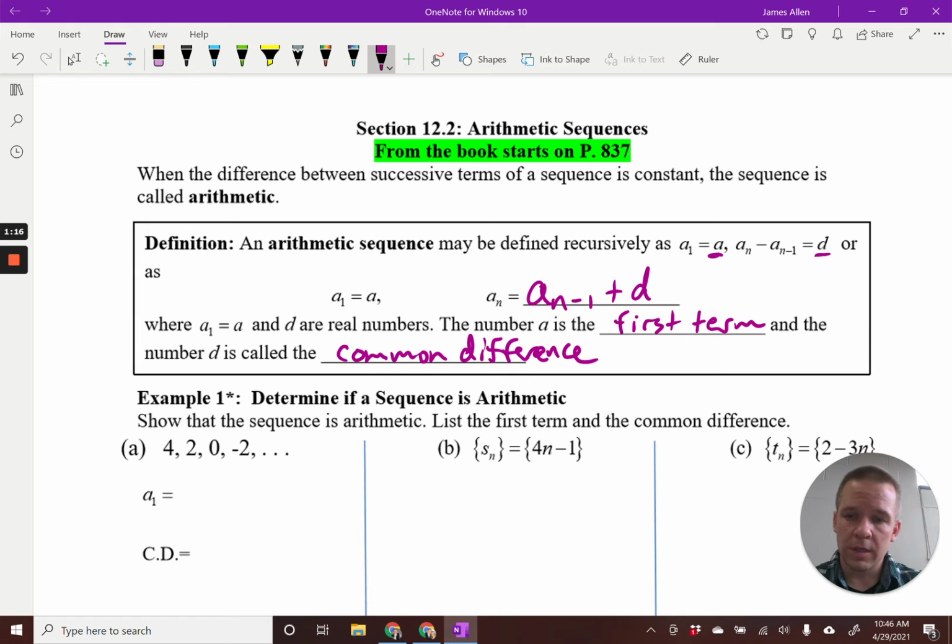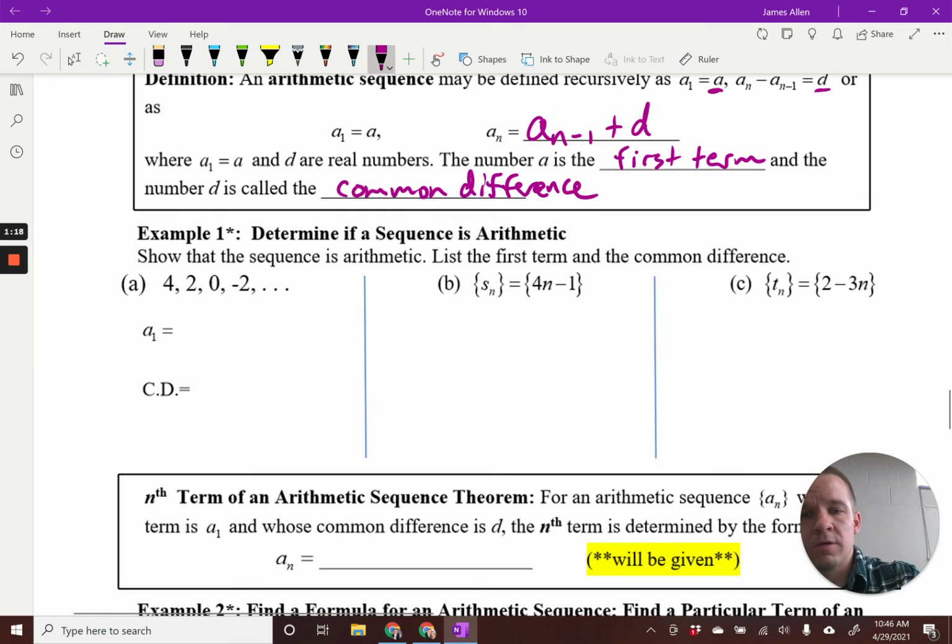So let's see here. First, I want to show the sequence is arithmetic. Well, I can see I'm going down by 2, and down by 2 again, and down by 2 again. Cool. That's arithmetic, right? It's the same difference each time. My first term is 4. My common difference is negative 2.